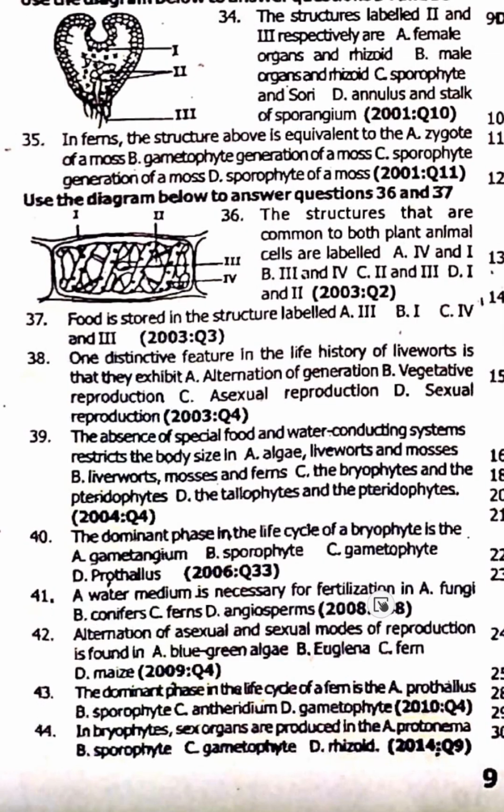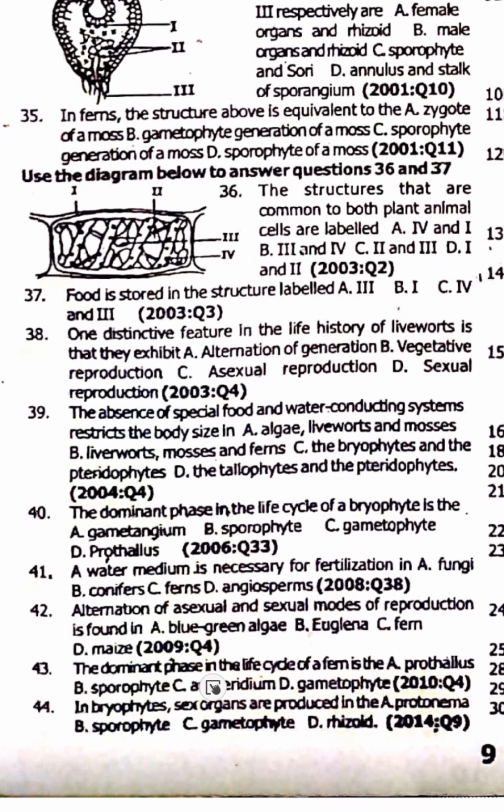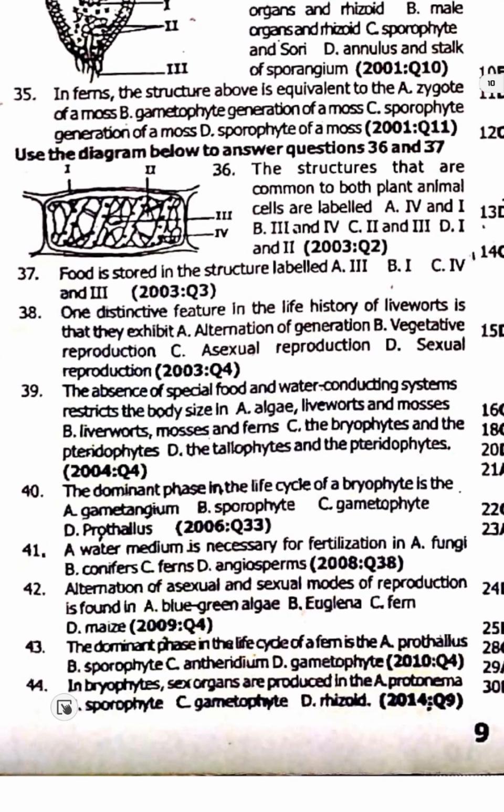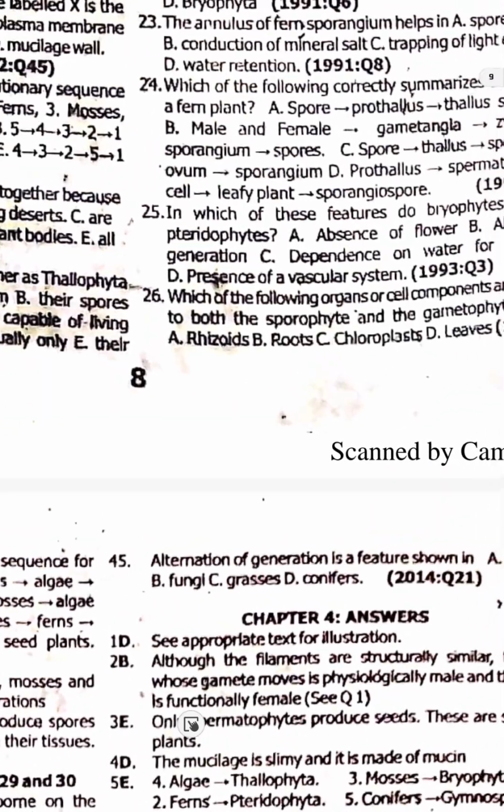41. A water medium is necessary for fertilization in. Water medium is necessary for fern. 41 is option C. 42. Alternation of asexual and sexual mode of reproduction is found in fern. Option C. Most of their questions are on fern. 43. The dominant phase in the life cycle of a fern is the sporophyte. Option B. You feel me? 44. In bryophyte, sex organs are produced in the gametophyte phase. Option C. Literally all the questions are repeated like that.